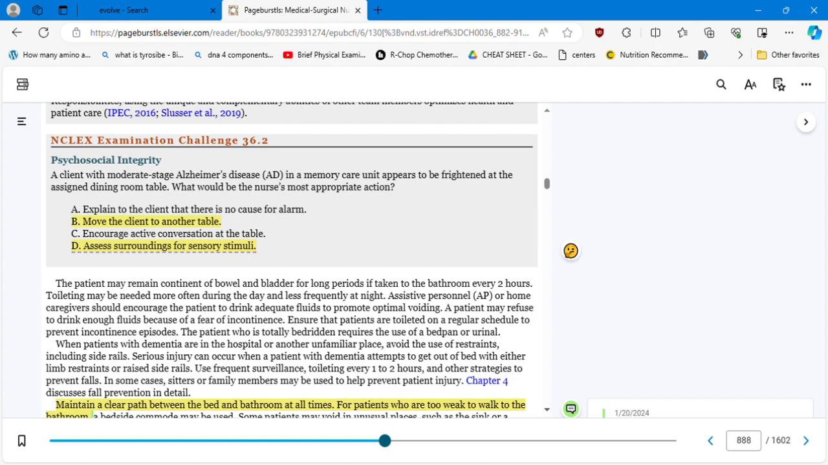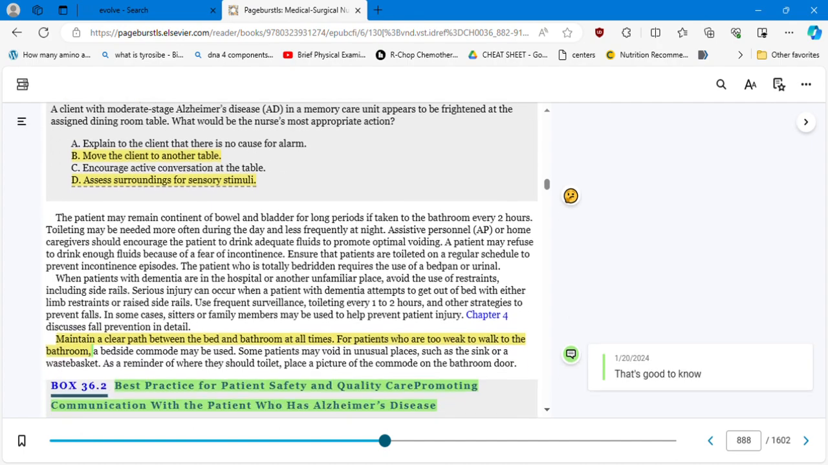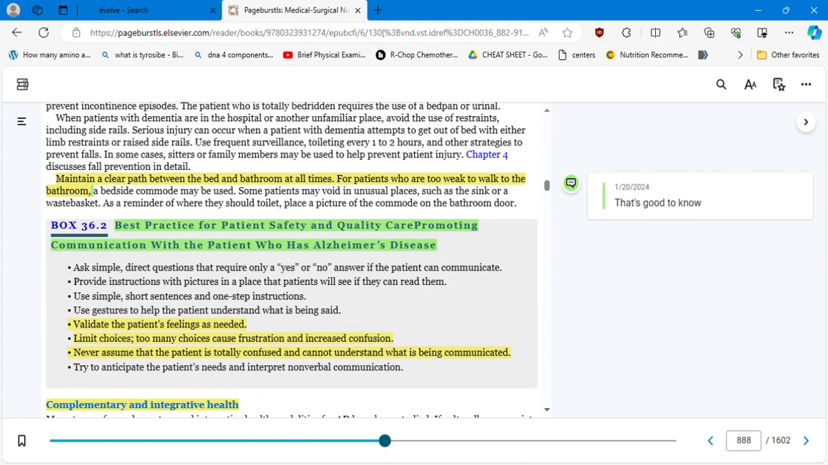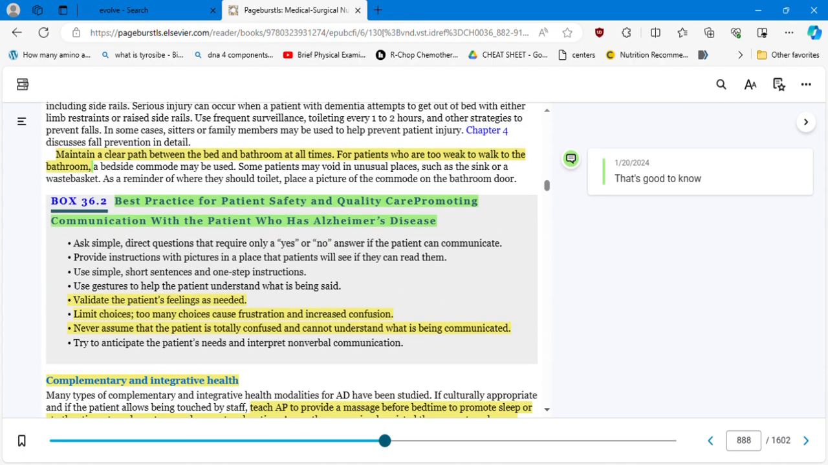Also, I would say we need to assess the surroundings for sensory stimuli. That's very important. I will think about it. Probably I'm not going to include this question in the exam because I think it's kind of tricky. Okay, but think about it. Maintain a clear path between the bed and bathroom at all times for patients who are too weak to walk to the bathroom. That's good to know, because we need to prevent falls.